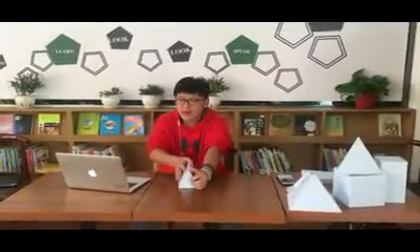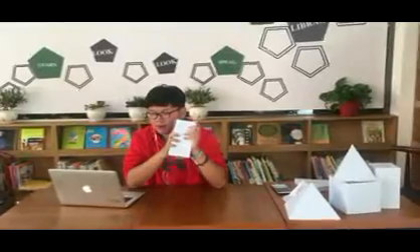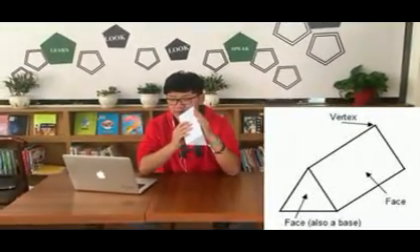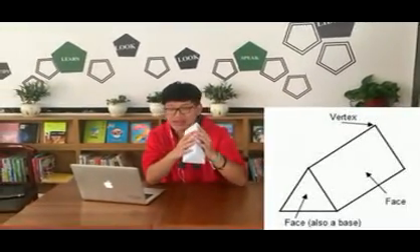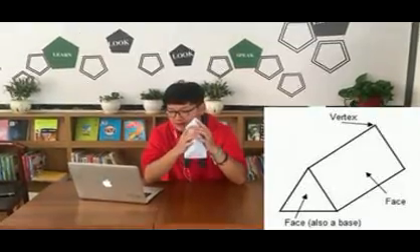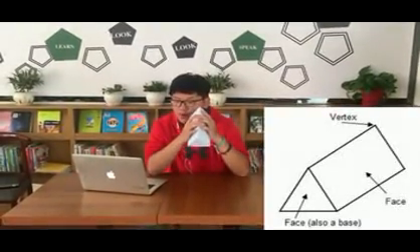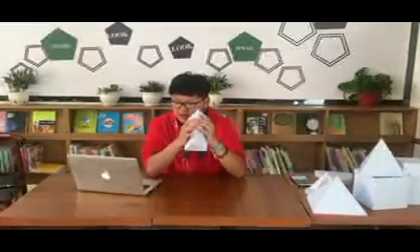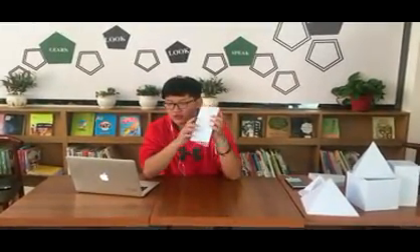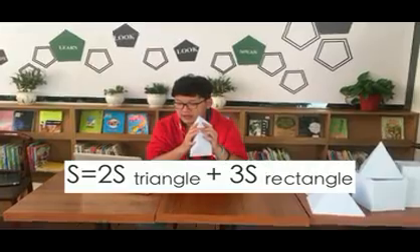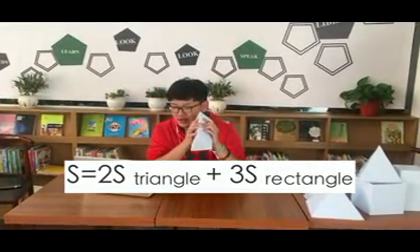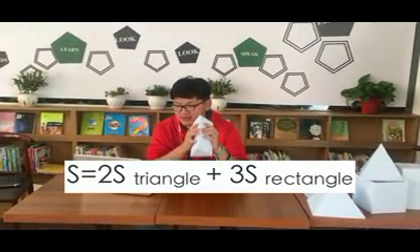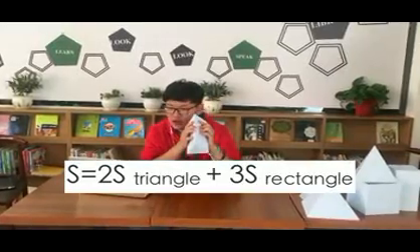Hi everyone, I am Aaron, and now I will introduce the triangular prism. This shape has 5 faces, 9 edges, and 6 vertices. This shape has 3 lateral faces and 2 base faces. This shape's surface area equals 2 times the triangle area plus 3 times the rectangle area.